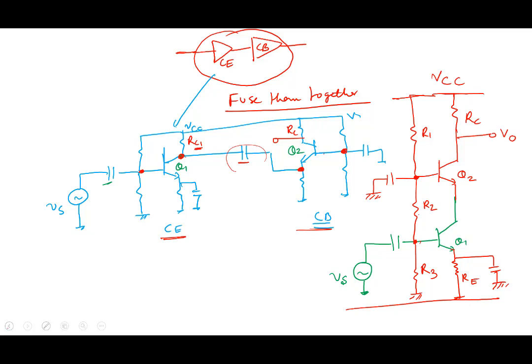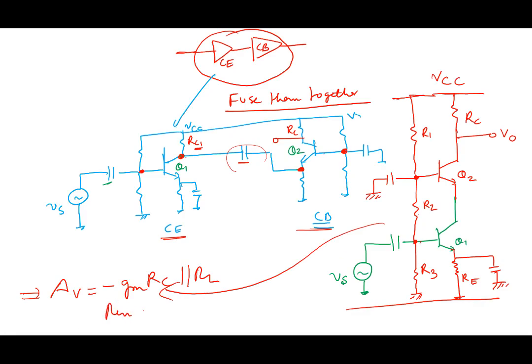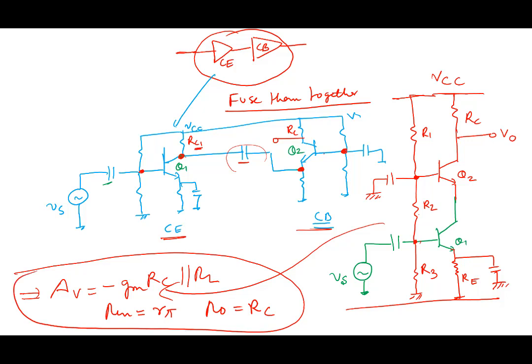So if we analyze this particular amplifier, it will give us a gain of Av equal to minus gm RC, or if there's a load, minus gm (RC parallel RL). It will give us the same gain as a common emitter amplifier, the same input resistance Rin equal to r pi, and the same Ro equal to RC. It's just like a common emitter amplifier, exactly the same capabilities.